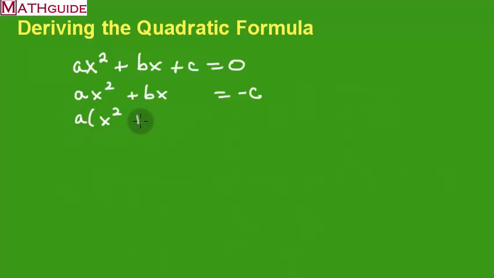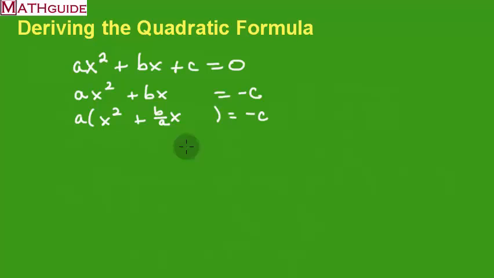So if I do that, I'm going to get a times b over a x. And I get a minus c still over there. So all I did is factor this out. And it works, right? If I multiply this times this, I get that. If I multiply this times that, the a's cancel, and I'm back to bx.